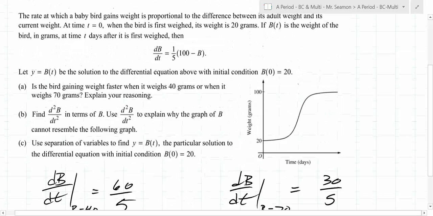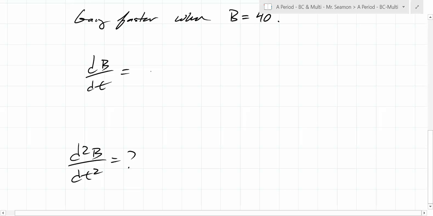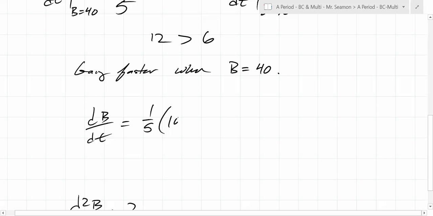Find d²B/dt². So we have the second derivative in terms of time, right? So how do you go about finding that? What do we have to differentiate? The first derivative. So you have dB/dt, and we know that that's equal to what? 1/5 of 100 minus b. 100 minus b. So again, what is it asking?